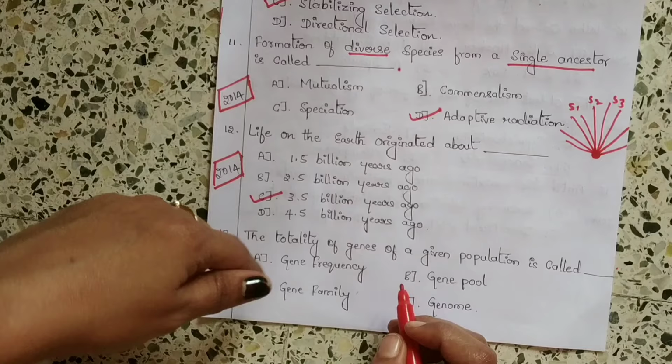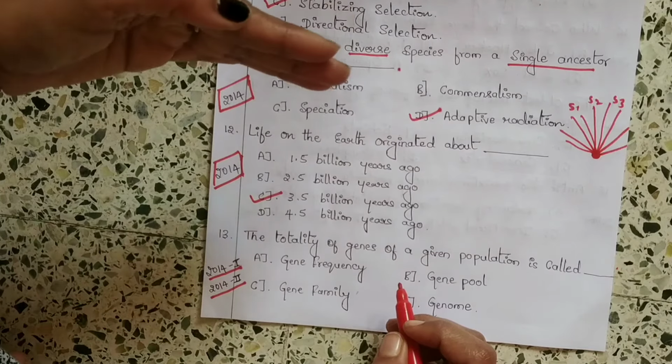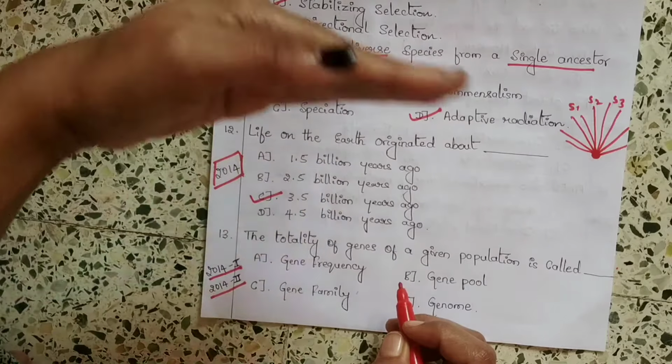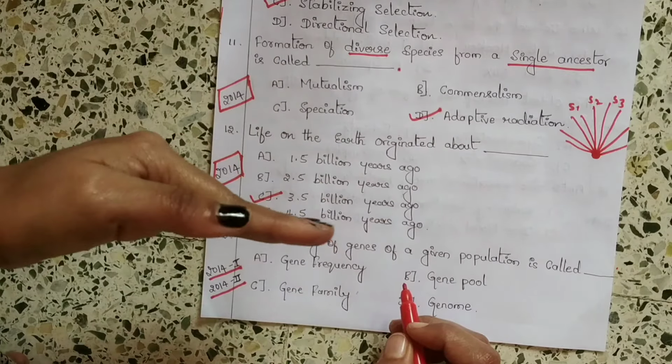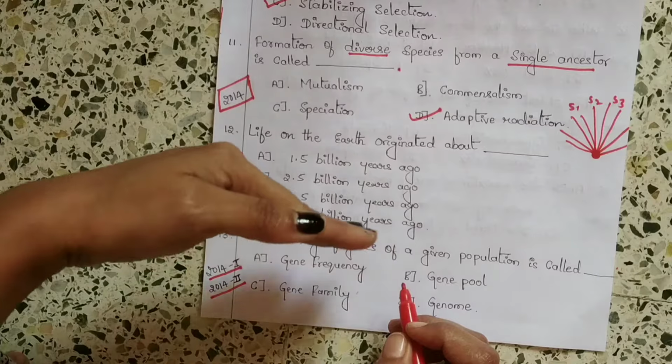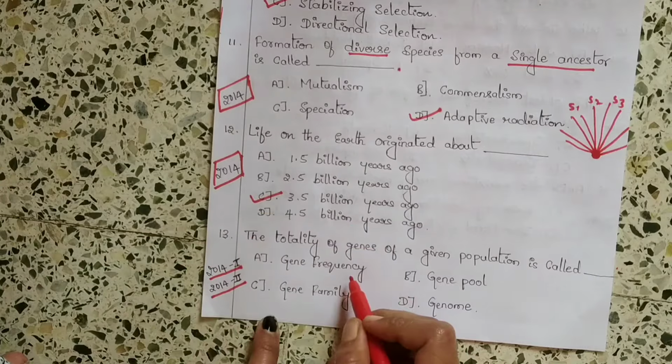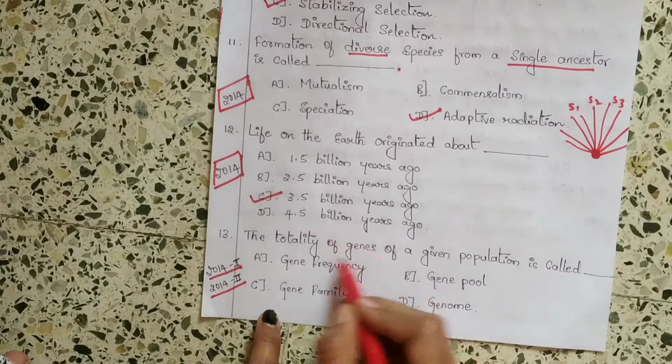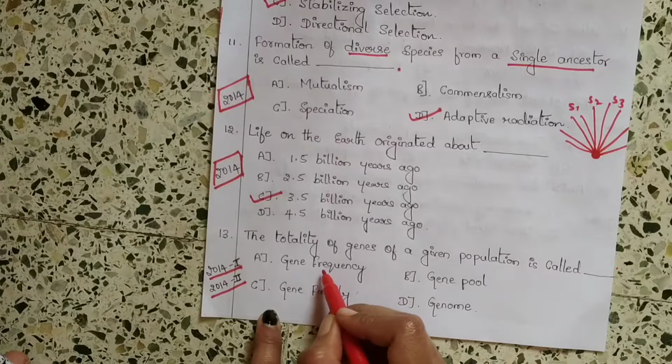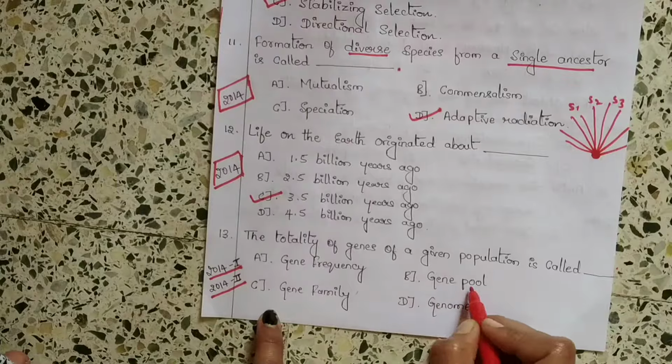I will repeat once again. Gene frequency means the number of copies of a particular allele in a population divided by the total number of alleles of that gene in a population. But here they are saying totality of genes of a given population, so this is not the correct option. The next one is gene pool.